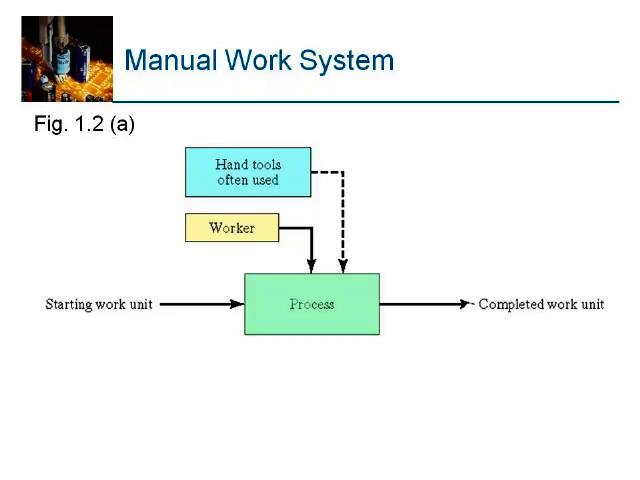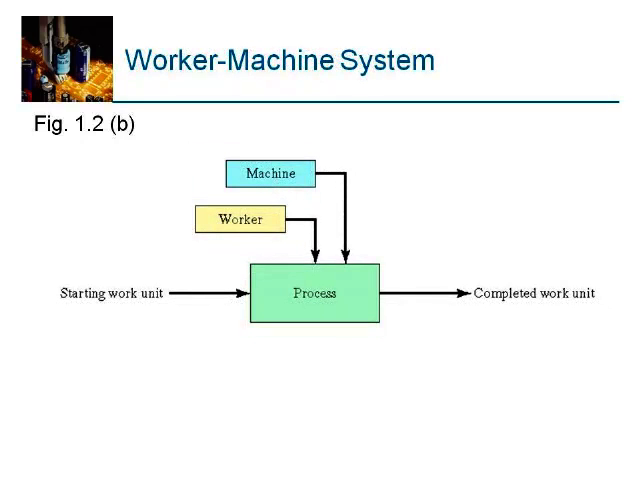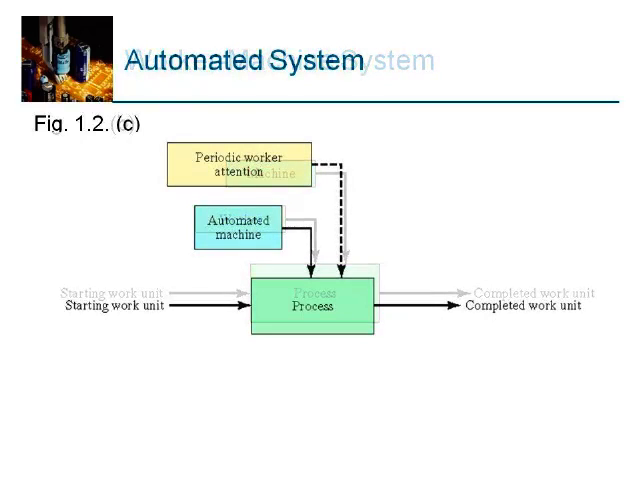The schematic of a manual work system looks like this. We have the process, and the process is being done by the worker with the help of hand tools and so on. In the worker machine system, you can see that the process is being done by the worker with the help of a machine. In the automated system, the process is still controlled by an automated machine, and periodic worker attention is only required for the machine and for maintenance and so on.